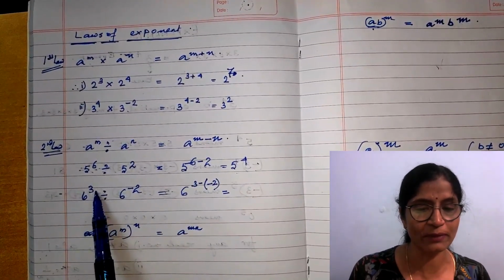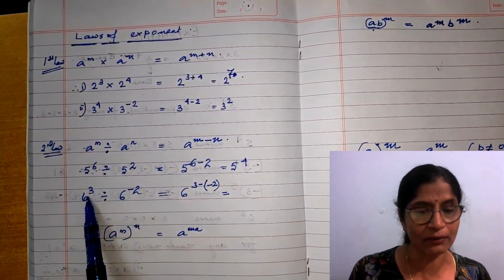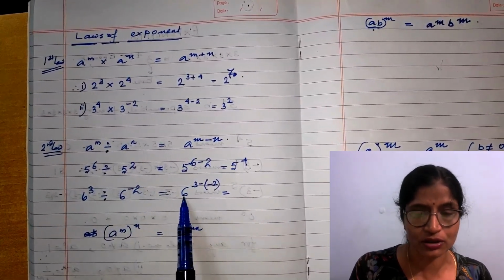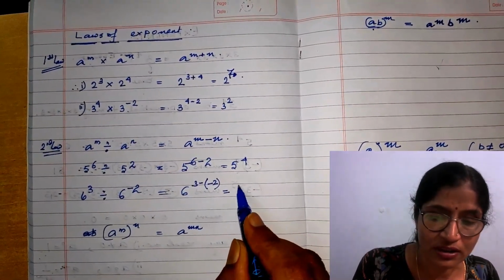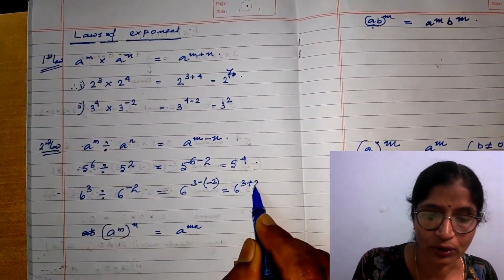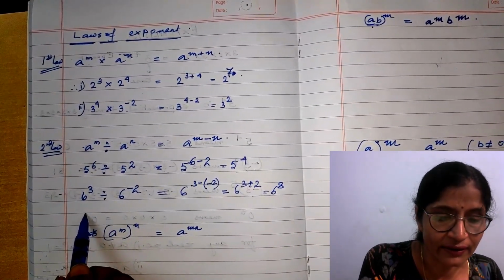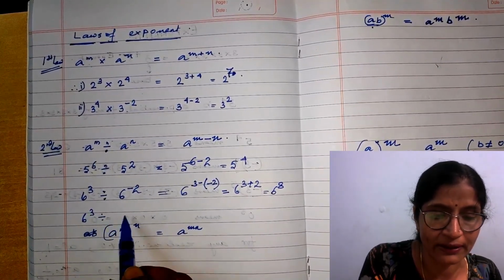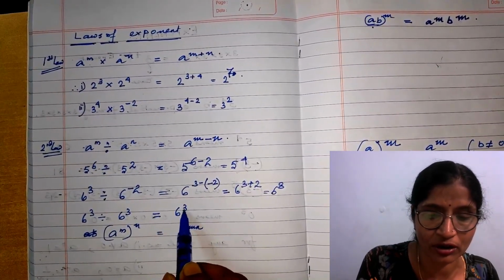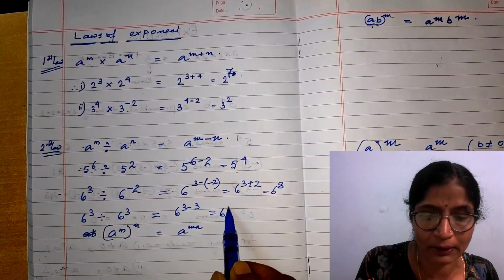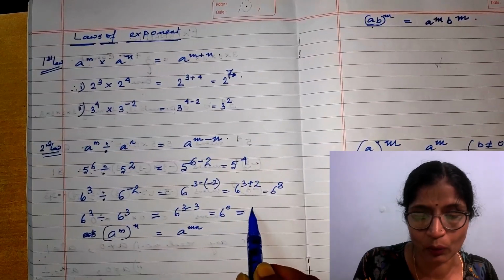Next example, 6 to the power 3 divided by 6 to the power minus 2. Here the bases are the same, that is 6. Powers may be the same or different, no matter. So 6 to the power 3 minus minus 2, then it is equal to what? 6 to the power 3 plus 2, and that is equal to 6 to the power 5. Or suppose 6 to the power 3 divided by 6 to the power 3, I know that it is equal to 1. So here also 6 to the power 3 minus 3, that is equal to 6 to the power 0. I told you that anything to the power 0 is equal to 1.